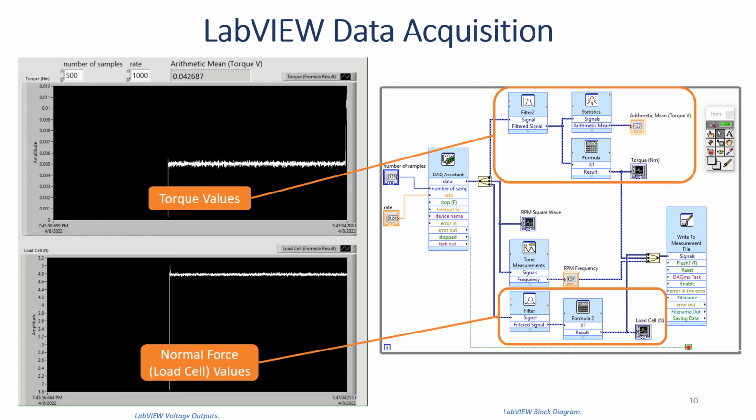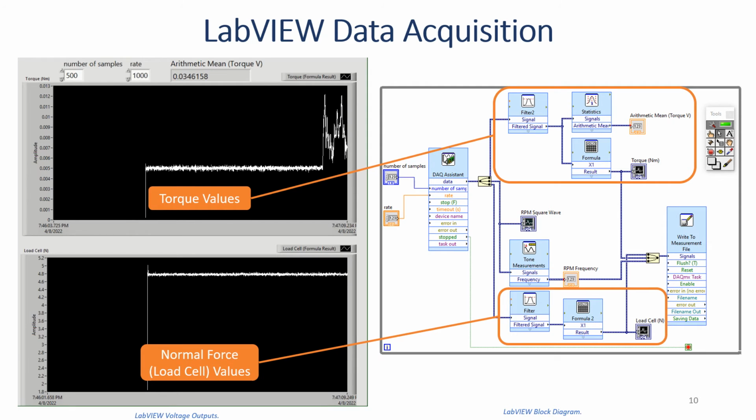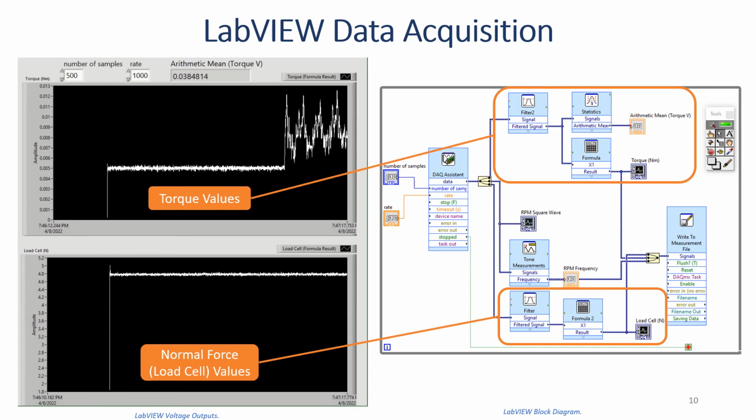Here is a closer look at our data acquisition done in LabVIEW. On the left, the data is being collected from both the torque sensor and load cell at a rate of 1 kHz. On the right, our block diagram splits the incoming signals and filters out the noisy high frequencies. The data automatically saves to a file that is ready to be processed in MATLAB.